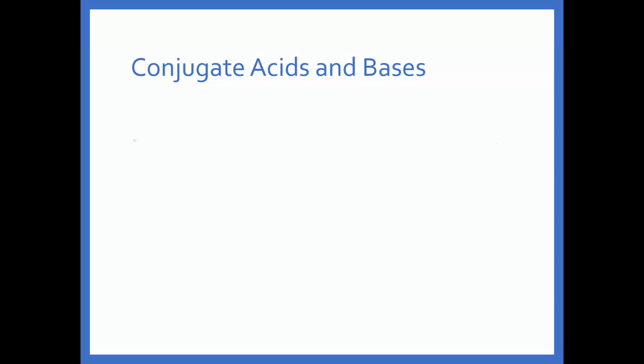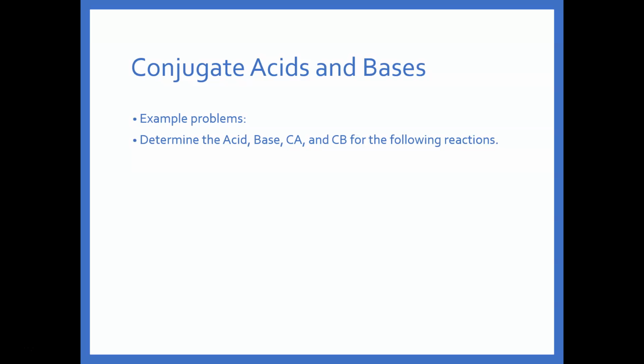For conjugate acids and bases, you are going to be asked to determine which is the acid, the base, the conjugate acid, and the conjugate base for a reaction. So let's practice that. You were given these two reactions, and you were asked to determine what is the conjugate acid, what is the conjugate base, what is the acid, and what is the base. So I want you to pause this video and come back when you are done.